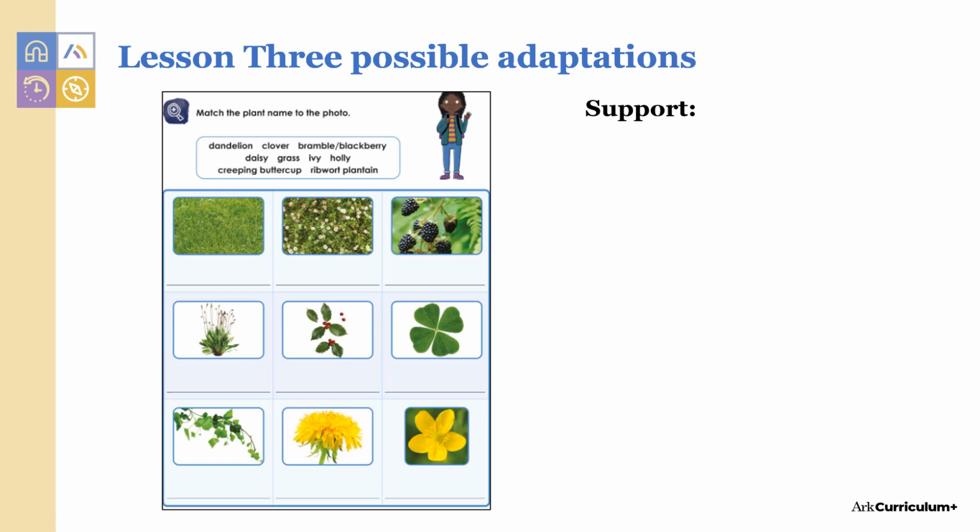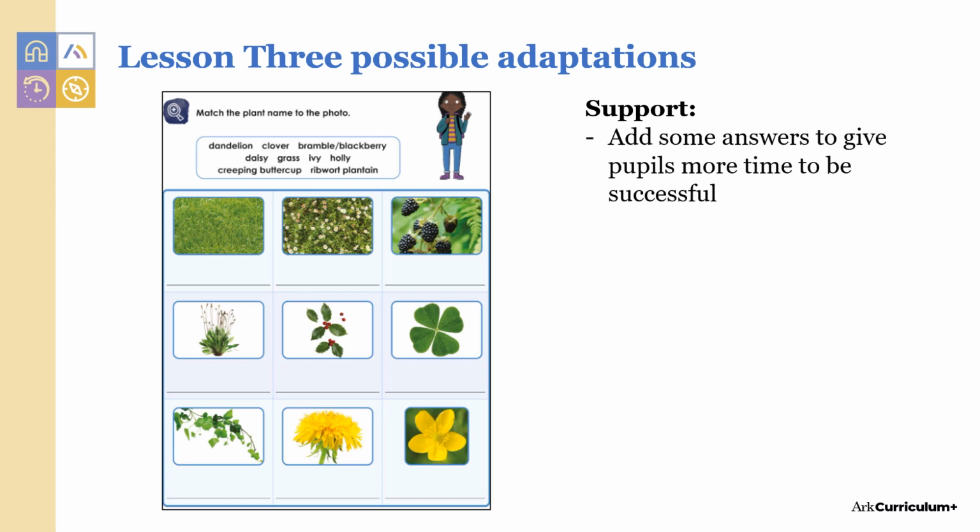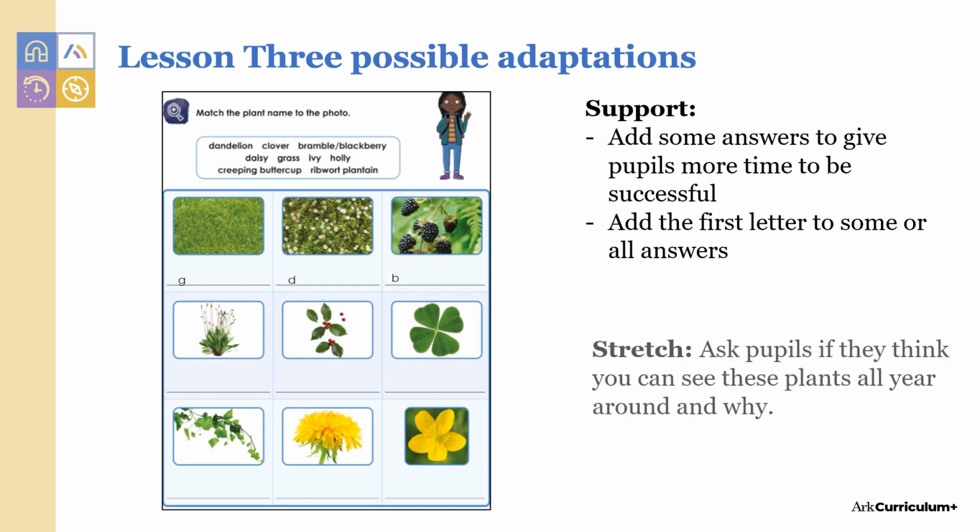In Lesson 3, pupils need to match the plant to its name. Support pupils by adding some answers to give pupils more time to be successful. Add the first letter to some or all of the answers. And stretch pupils by asking them if they think that you can see these plants all year round and why.